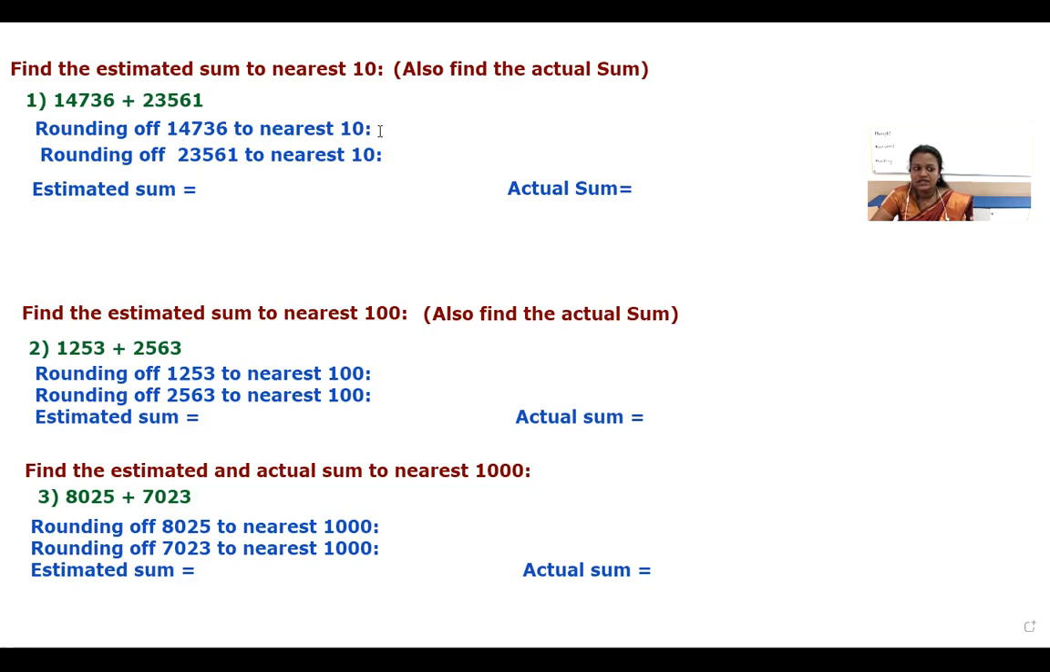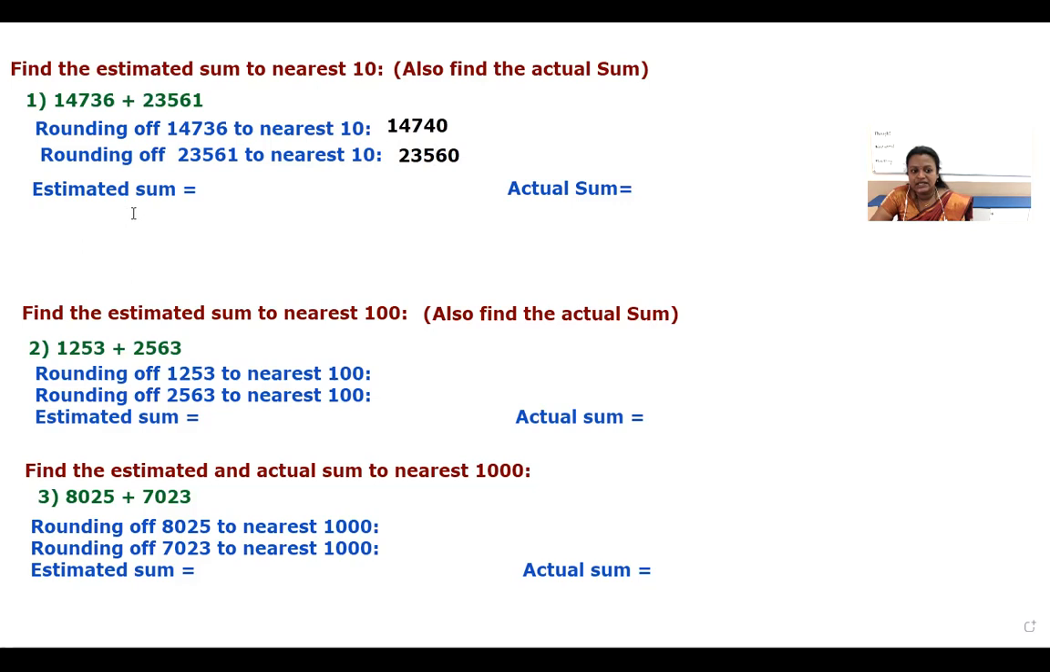So the first task is you will round up each number individually. When I see 14,736, when we round up, definitely the answer would be 14,740 since 36 is close to 40. So we will be writing that. Next number we have to round up again to nearest 10. So we have 23,561 rounded up to 23,560 as 1 is less than 5.